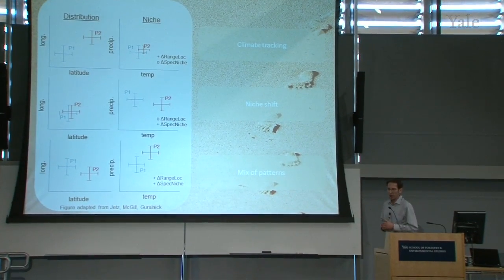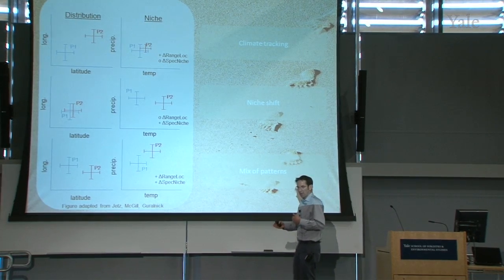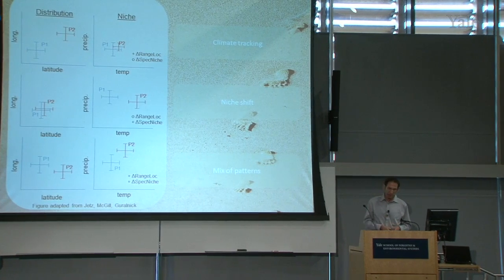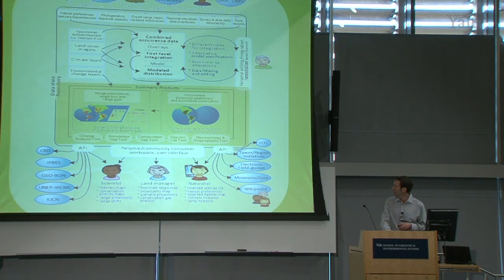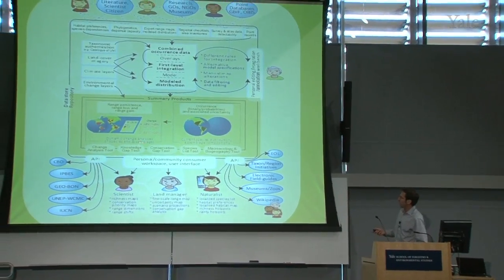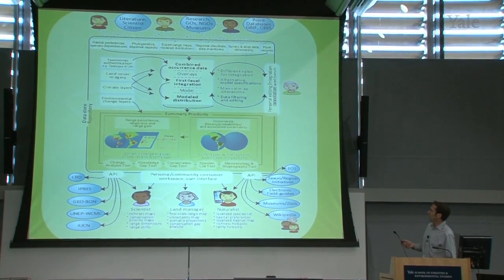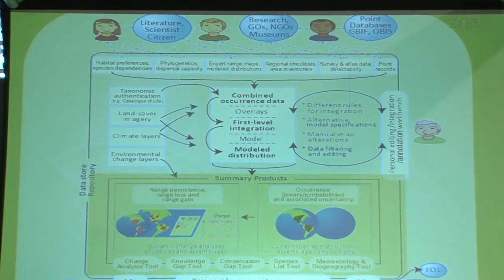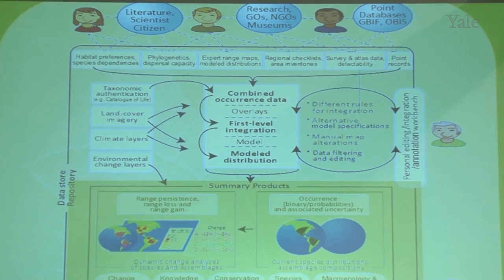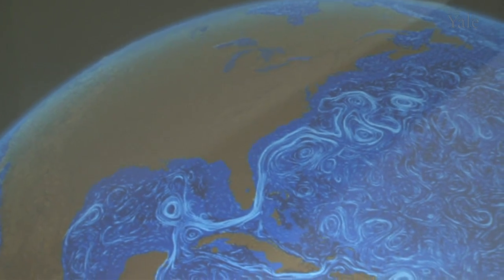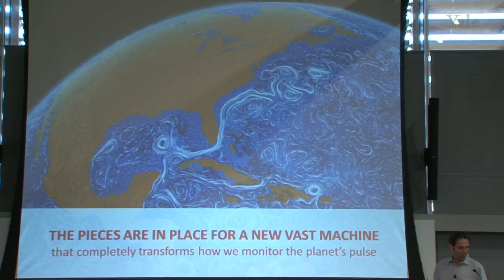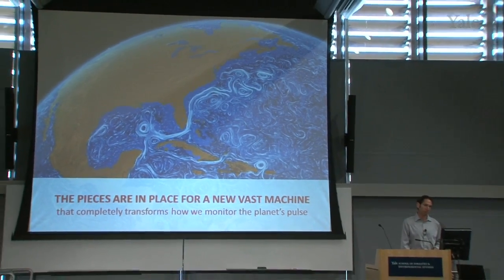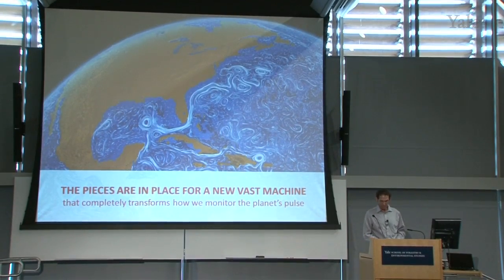And over thousands of species, we can begin to look at traits and other characteristics of those species to find out if there are some explanatory variables that allow us to look at what we're seeing in terms of these different patterns. And so in summary, I'd say that Map of Life is not simply a static way of viewing the world. It's also one that involves looking at change and change analyses, whether it's range persistence or loss or gain, and uncertainties about that. And in a way, that brings us to the place where we started, which is that the pieces are in place for a new vast machine. I think it can completely transform how we monitor the planet's pulse. With that, thank you.